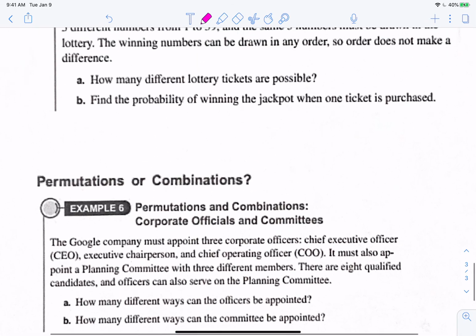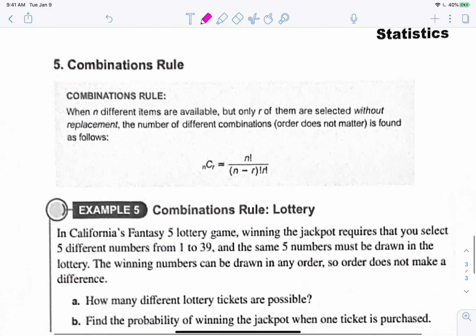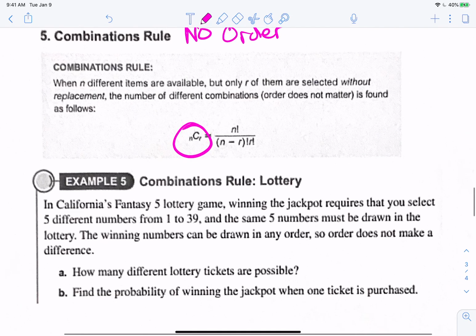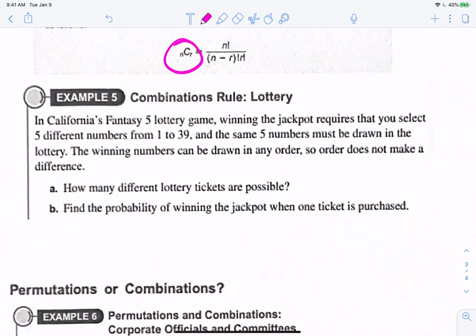Combinations, nCr. Rules still apply except combination, no order. Order doesn't matter. Okay? In California's Fantasy 5 lottery game, winning the jackpot requires that you select 5 different numbers from 1 to 39.